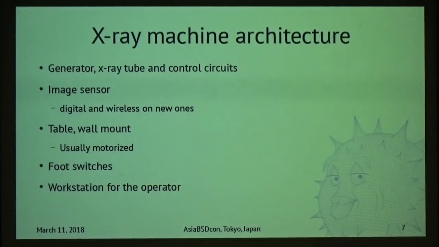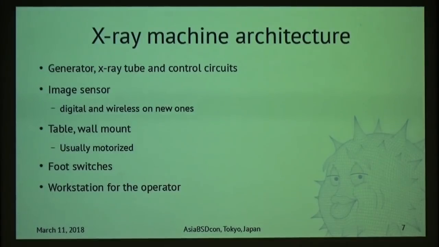Inside those machines, or installations, because it really isn't just one machine, the most basic components they all have, there's a generator for the high voltage part that in turn feeds the X-ray tube and several control circuits around them. You have some kind of image sensor, and in new machines it's digital and wireless. You have supporting equipment like the table that the patient is on, and this is usually motorized and computer controlled, so this is part of the machine as well. And there's real-time requirements for that, but this is not an OpenBSD machine.